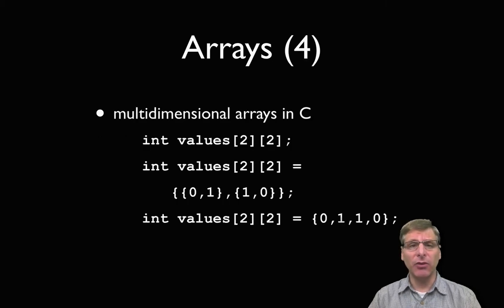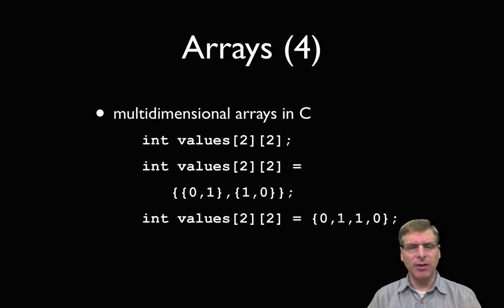We also can have multidimensional arrays in C. And here I've got an example, values, and I've defined it to be a 2 by 2 array. And I can have arbitrary dimensions. This one just shows 2 dimensions, but I could in fact have as many dimensions as I want. And I can also use initializers with these multidimensional arrays.